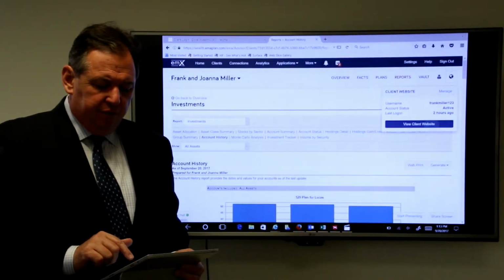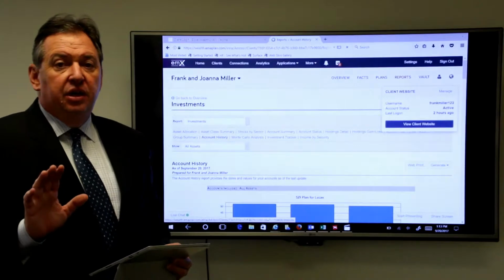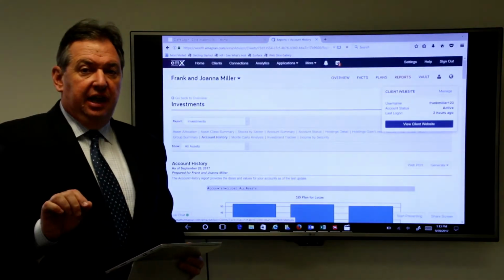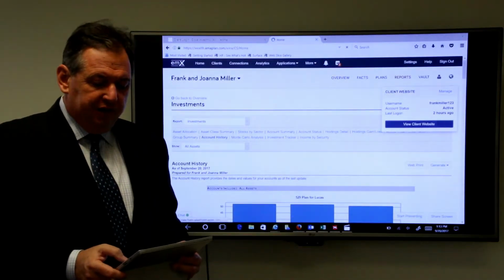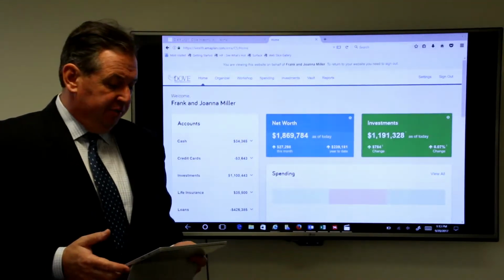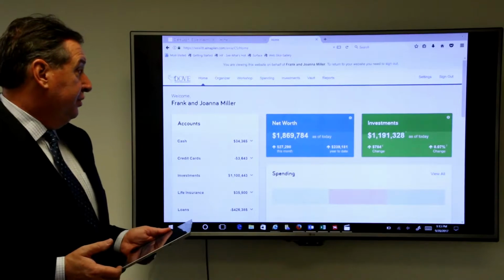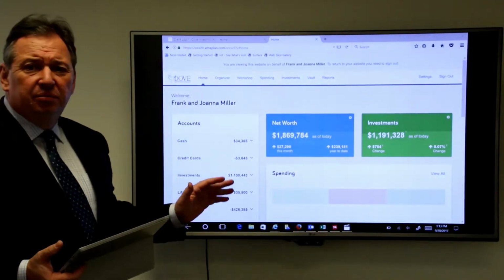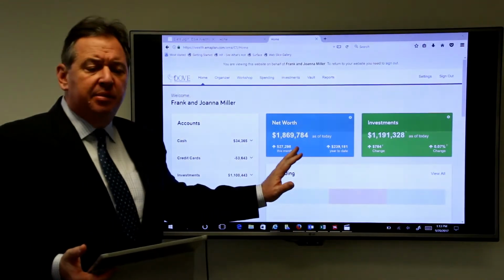One of the things that I like very much about this software also is it allows me to go to your client website. Again, not your personal data per se, but let me show you what you'll see when you log on as a client with Dove Investment Research and Management. This is actually your screen and what you would see. You see some of the same elements here.